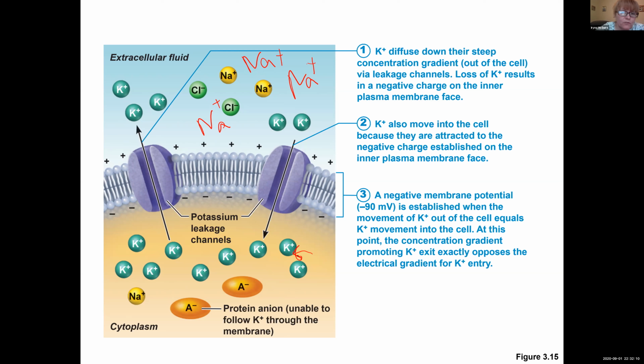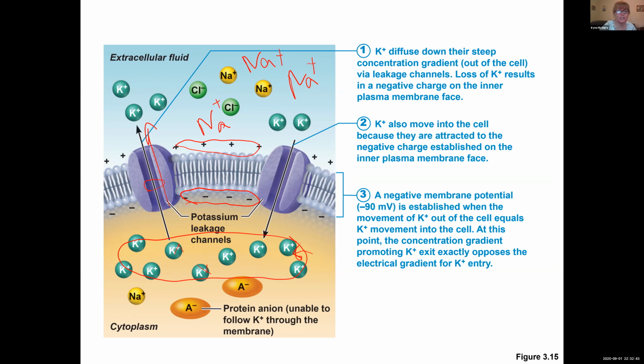Now, we do have leakage sodium channels, but very few of them. And you have lots of potassium here, right? If you have a high concentration of ions and you allow them to move out, they will move out, right? So when potassium is moving out, down its concentration gradient, you're losing these positive charges. And that's why the membrane becomes negative inside and more positive outside.